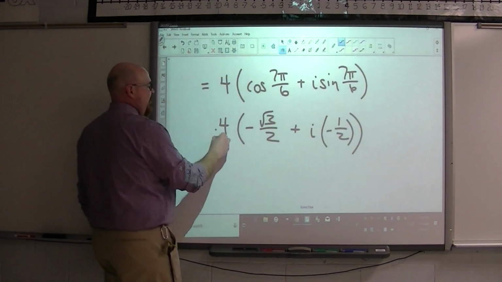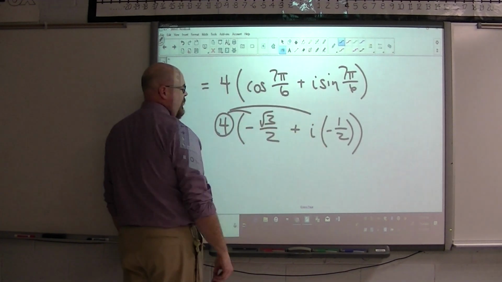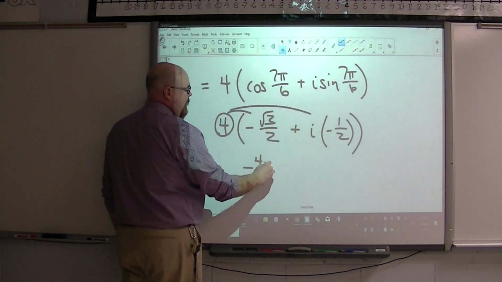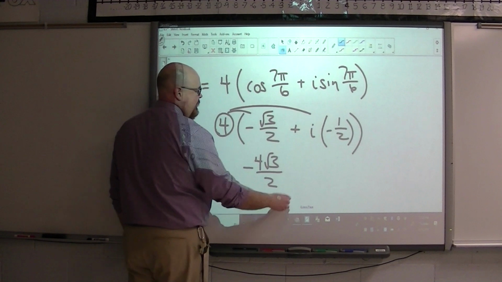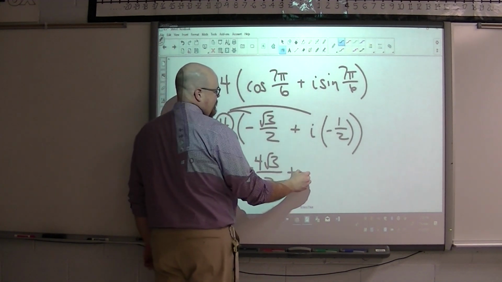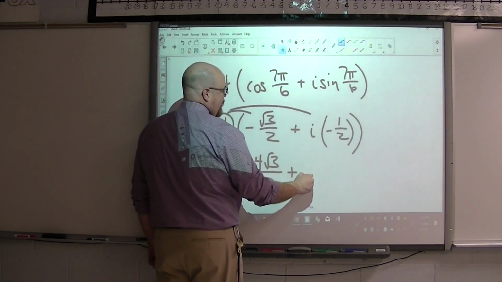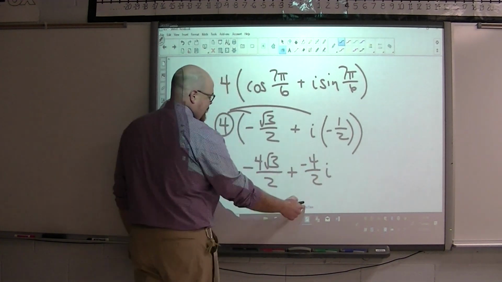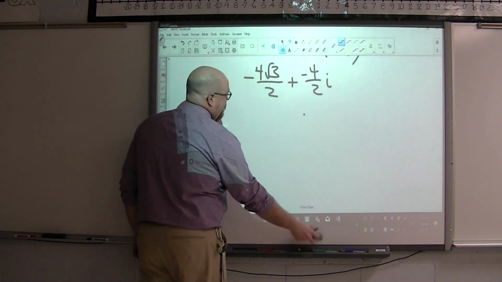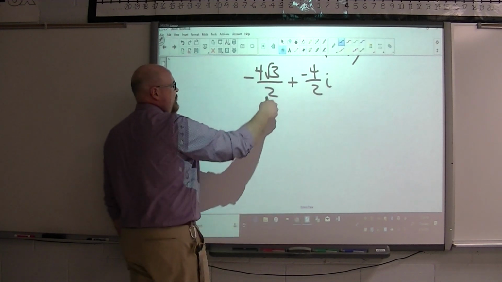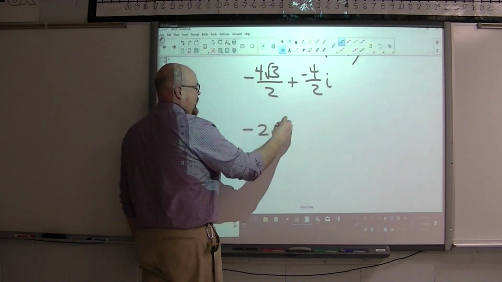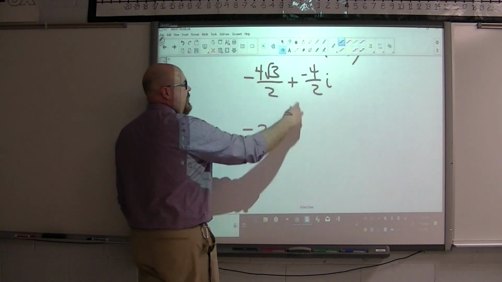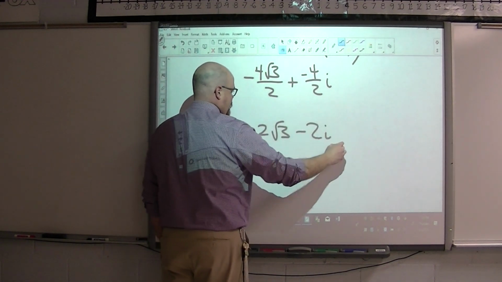And then I can multiply this 4 into this quantity. So I get negative 4 radical 3 over 2 plus, well, we'll write that, negative 4 over 2 with an i. And then we can clean this up a little bit. 4 divided by 2 is 2, so we get negative 2 radical 3. And this becomes minus 2i.